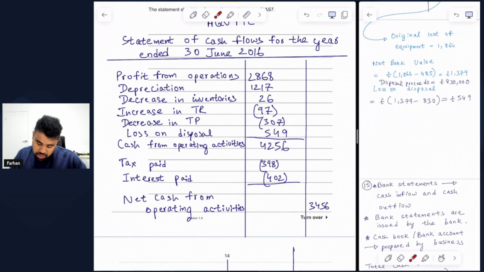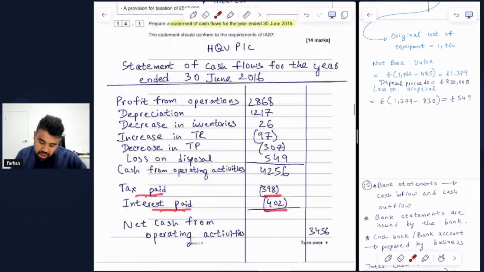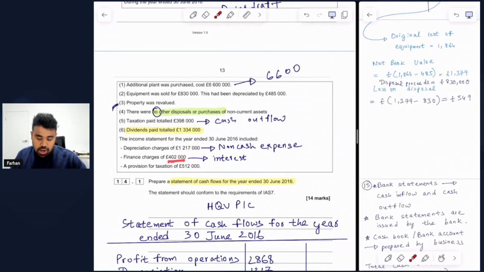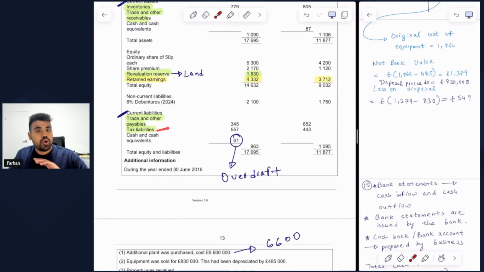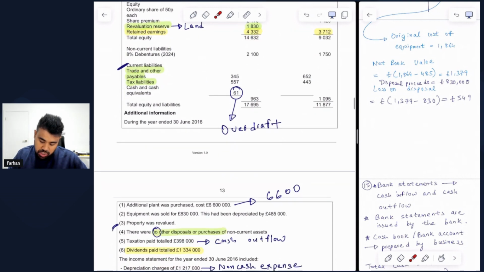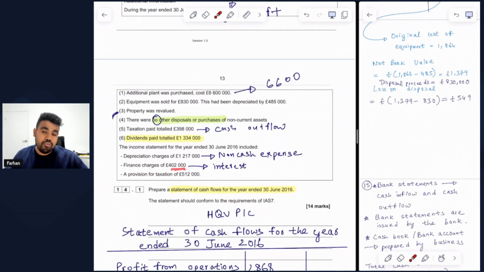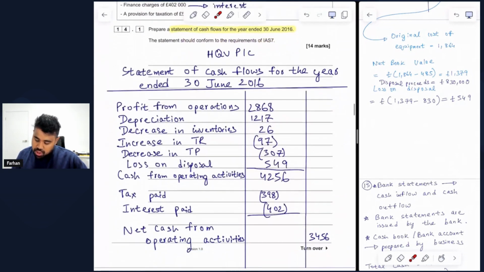So what we have done here is tax paid of £398, and then I've included interest paid of 402, which is the finance charges of £402,000 that's given here. Now, how do I know that this interest has been paid? If the interest wasn't paid, there would be another current liability that you would see here, which says interest payable. Since that is not mentioned here, we can confidently assume that this interest of £402,000 has been paid in cash, and therefore is shown as a negative number referring to a cash outflow.